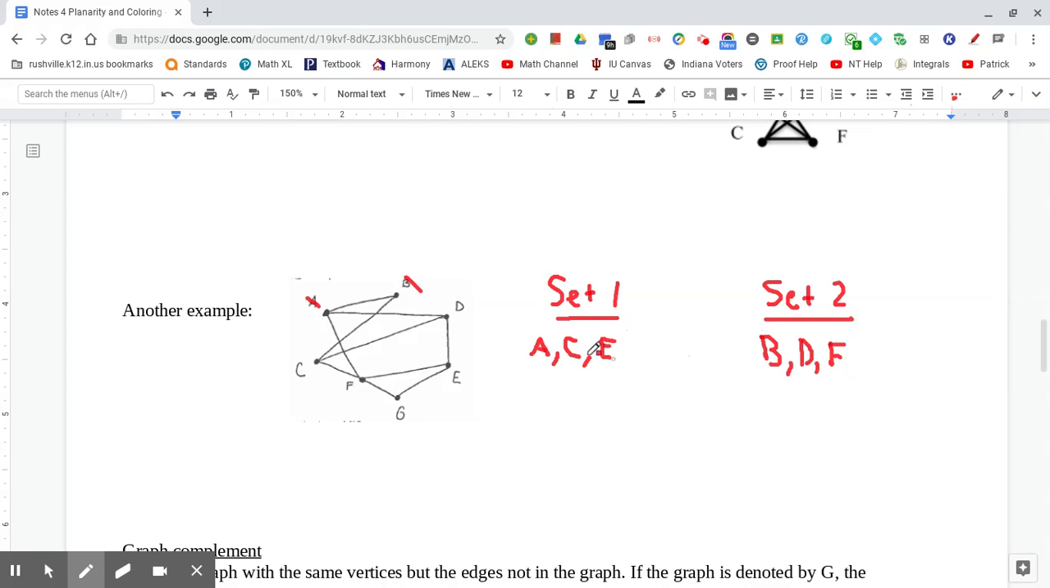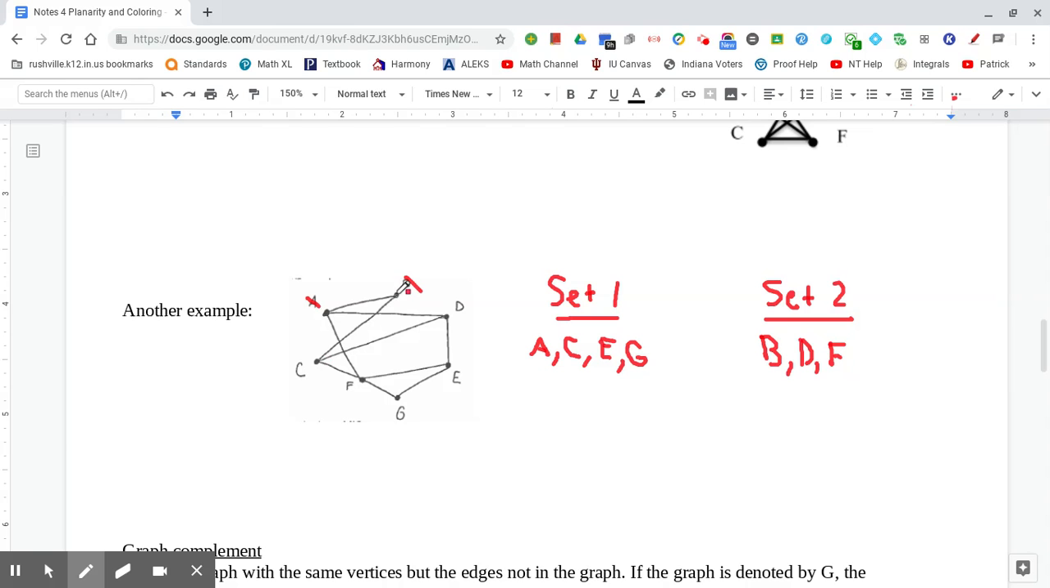All right, F. F is adjacent to A. F is adjacent to C, F is adjacent to E, and F is adjacent to G. All right, so now I took care of every vertex that B, D, and F were adjacent to, and so far no issues. And so then I already looked at A, now I need to go to vertex C. And I need to make sure that those vertices that C is adjacent to are in set 2.